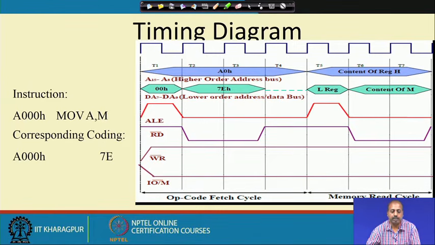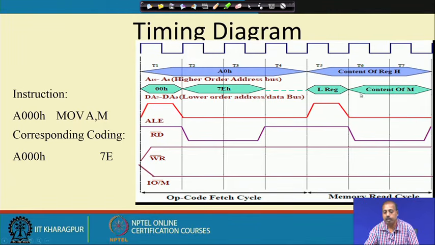The first part is the same, that is the opcode fetch cycle. For the opcode fetch cycle, A0 and 00 are put onto the address bus, the ALE signal is activated in T1, and read bar is activated in T2 and T3. So, we get the value 7E into the instruction decoder. Now, the instruction decoder finds that this is a MOV A comma M instruction. Now, it has to start a memory write operation, sorry, this is a memory read operation, because the content of that memory location will come to the A register.